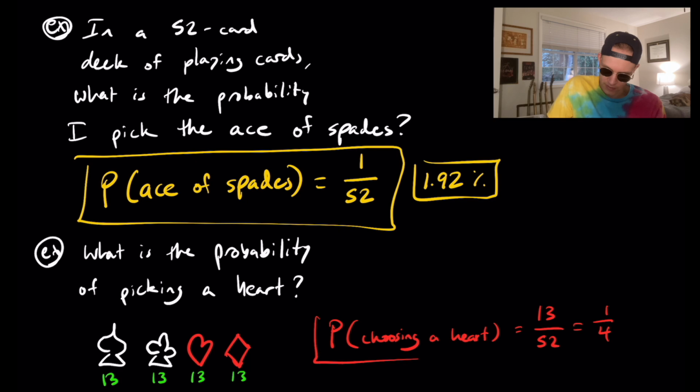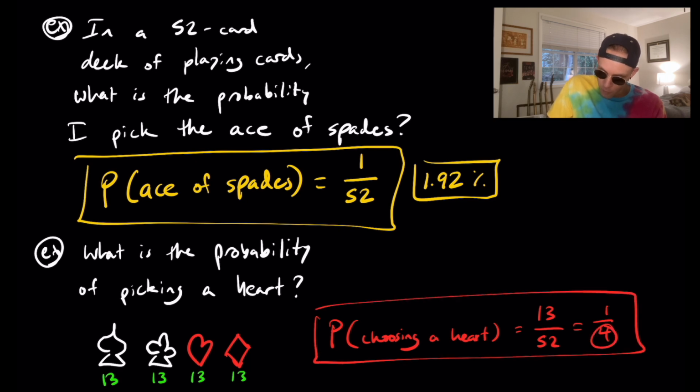And that makes perfect sense, right? Because there are 4 suits in the deck of cards. But we only want to pick one kind of suit, which is the hearts. And then if you want this as a percent, this comes out to be 25%.